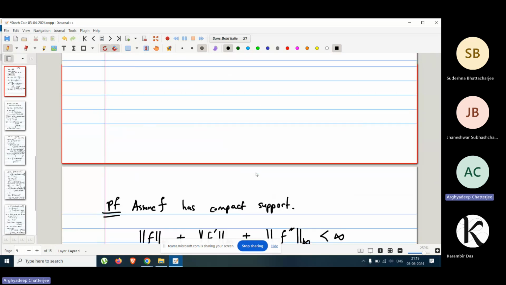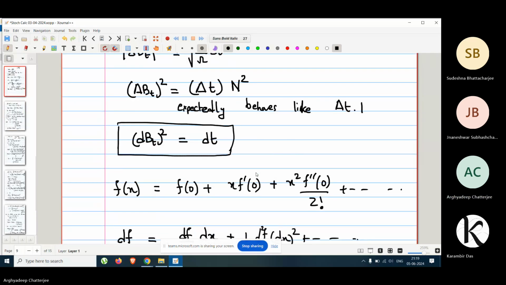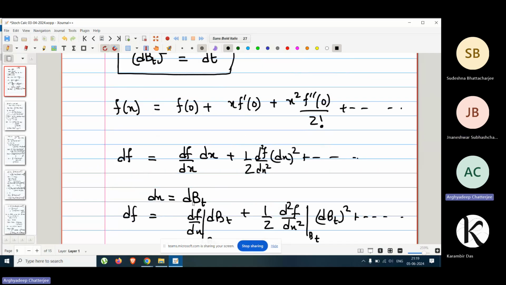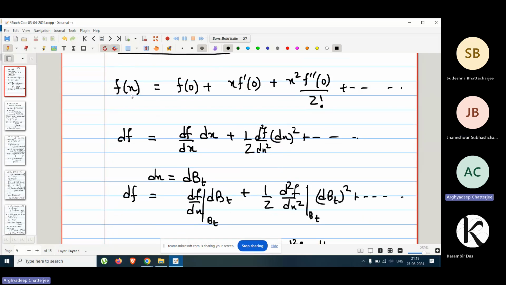So it is, yeah, this one. If you recall, we replaced x by bt, and then applied Taylor's theorem to derive the heuristics, right? When we do f of t comma x, we'll have to use the two variable Taylor's theorem to get the idea of what the right hand side should be, right?